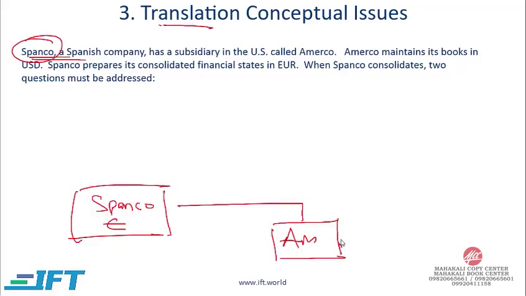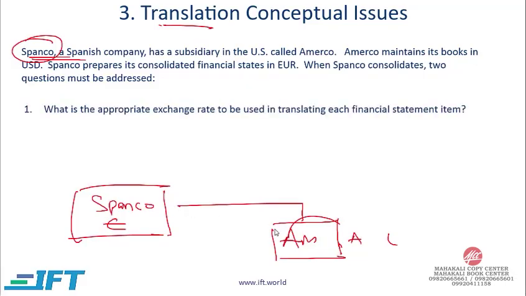On balance sheet dates, the assets and liabilities of this subsidiary need to be translated to euro, and these translated assets and liabilities need to be shown as part of the consolidated financial statements of Spanco. When we do this translation, and note that we are now using the term translation as opposed to the earlier section where we were talking about transactions, there are two core conceptual questions that need to be addressed when we translate financial statement elements.